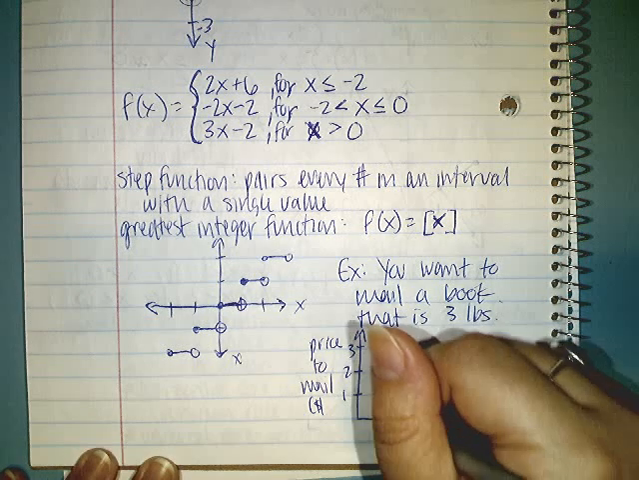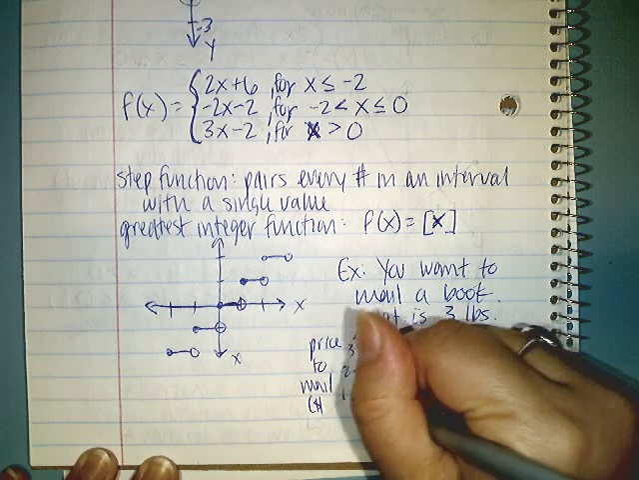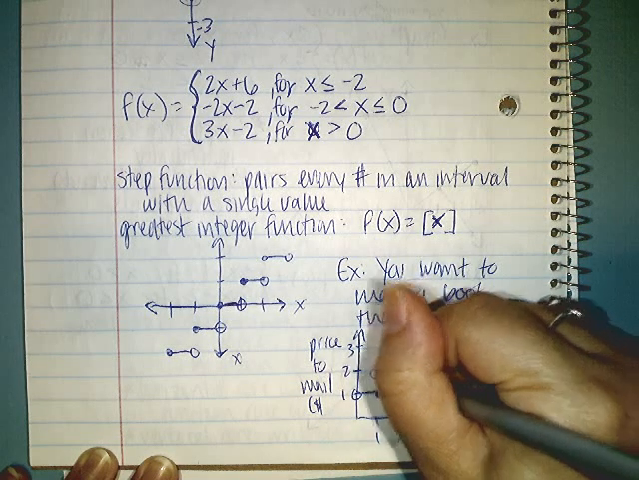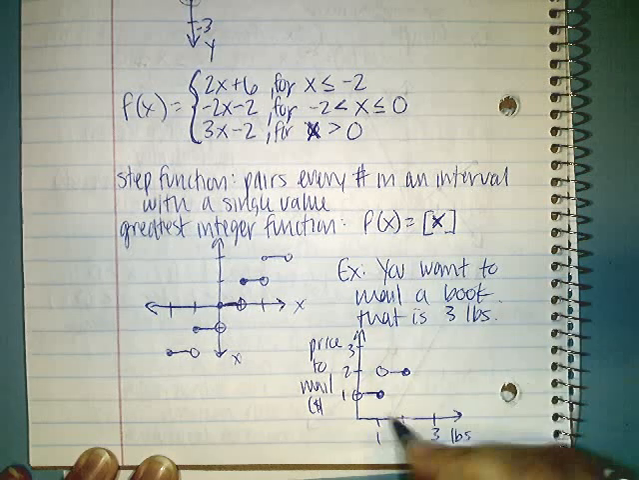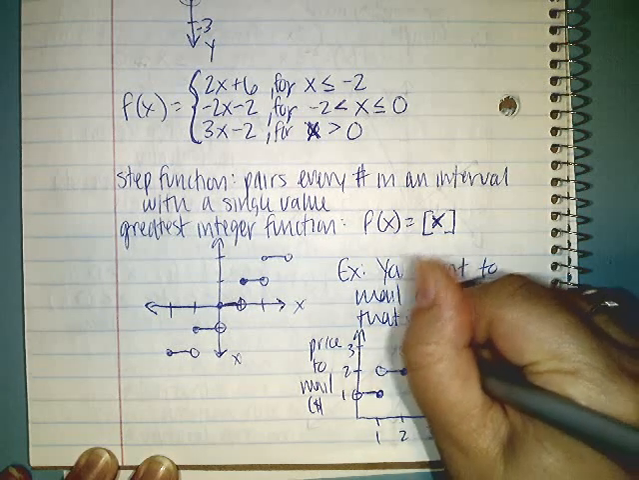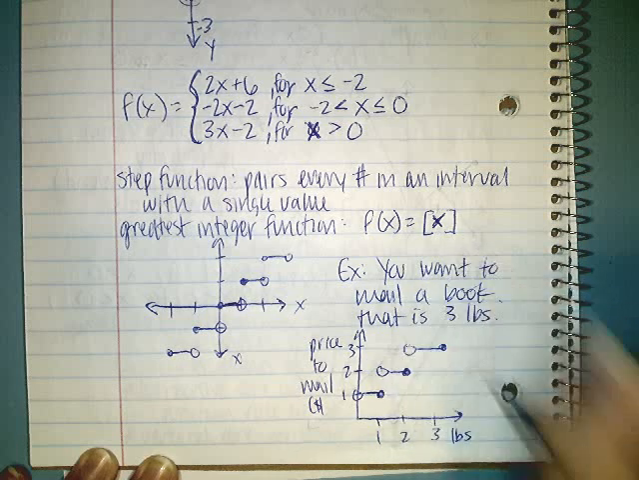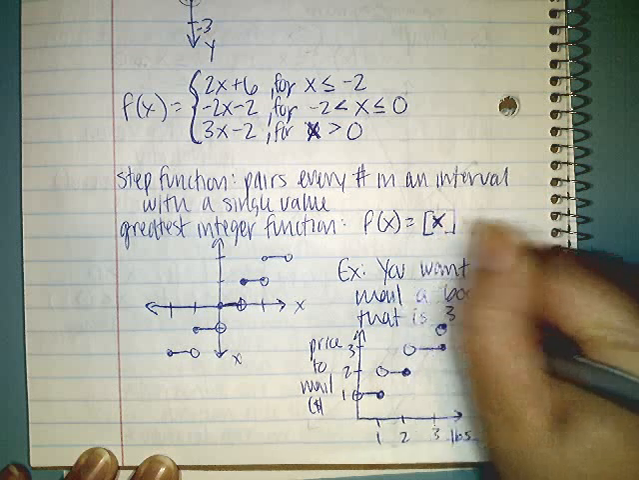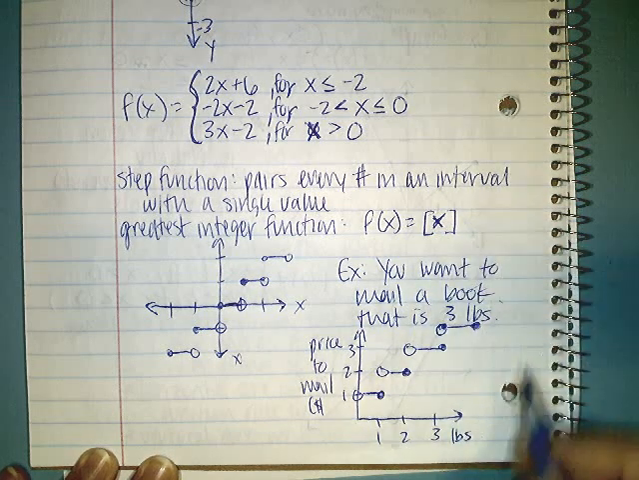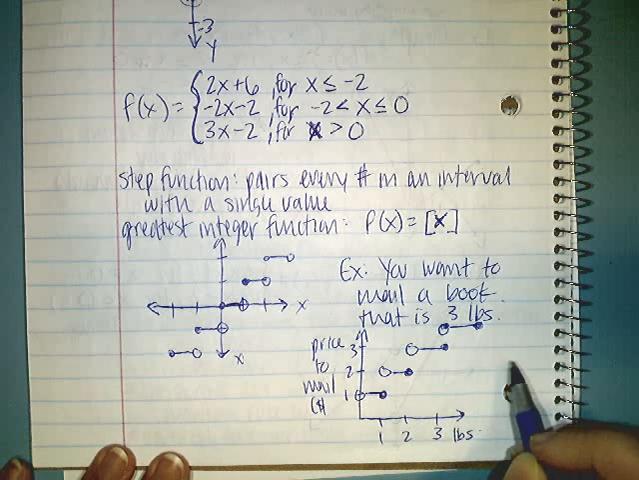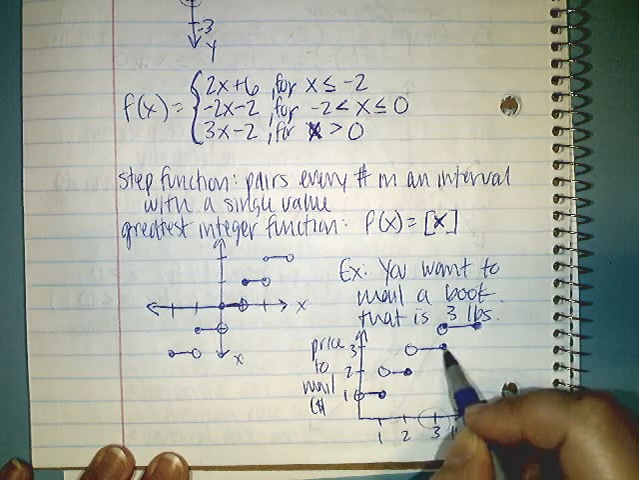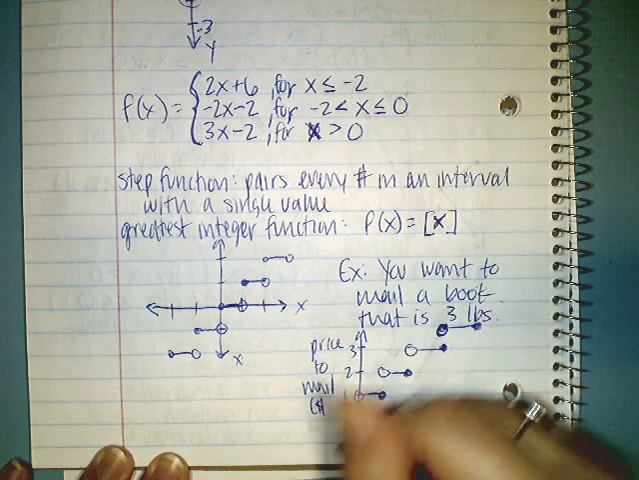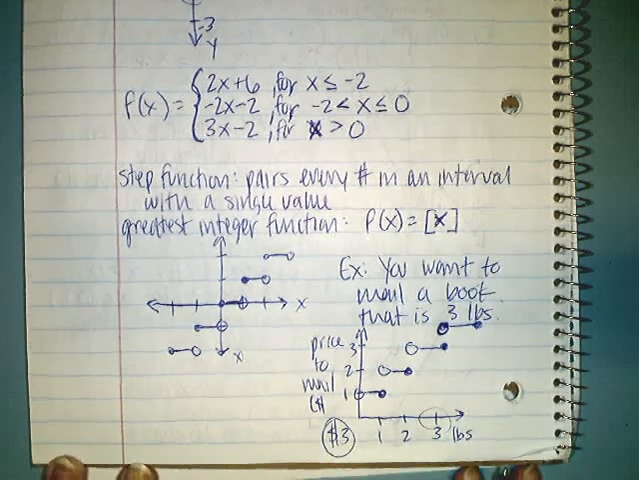So if it's from 0 to 1 pound, it's going to cost $1. From 1 to 2 pounds, it's going to cost $2. From 2 to 3 pounds, it's going to cost $3. And then from 3 to 4, if I drew that last one, it would cost $4. So since it's 3 pounds, that's an open circle, sorry, it's a filled-in dot at 3, so it would cost $3 to mail that package.